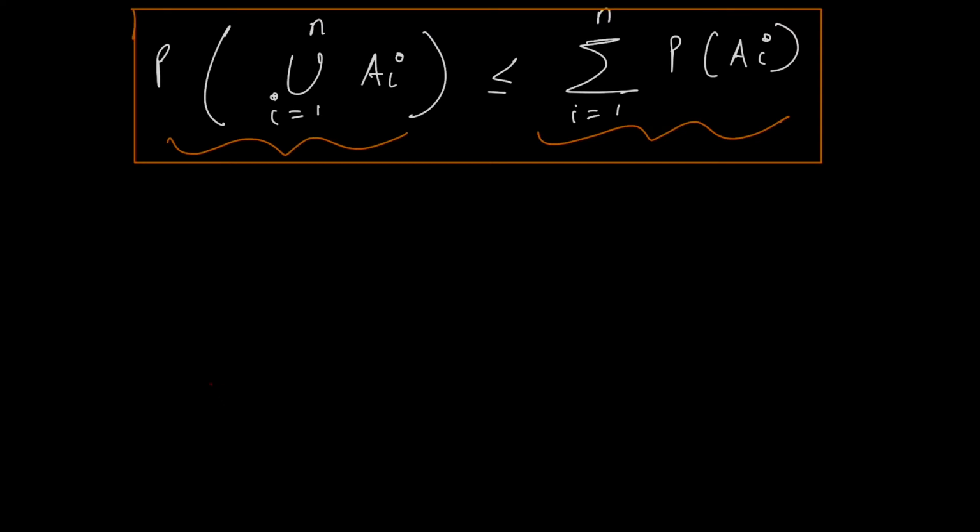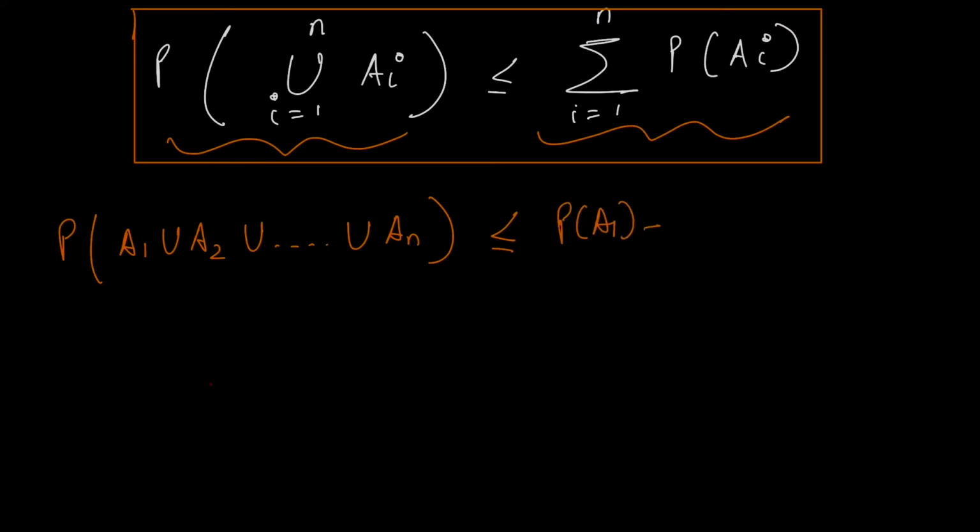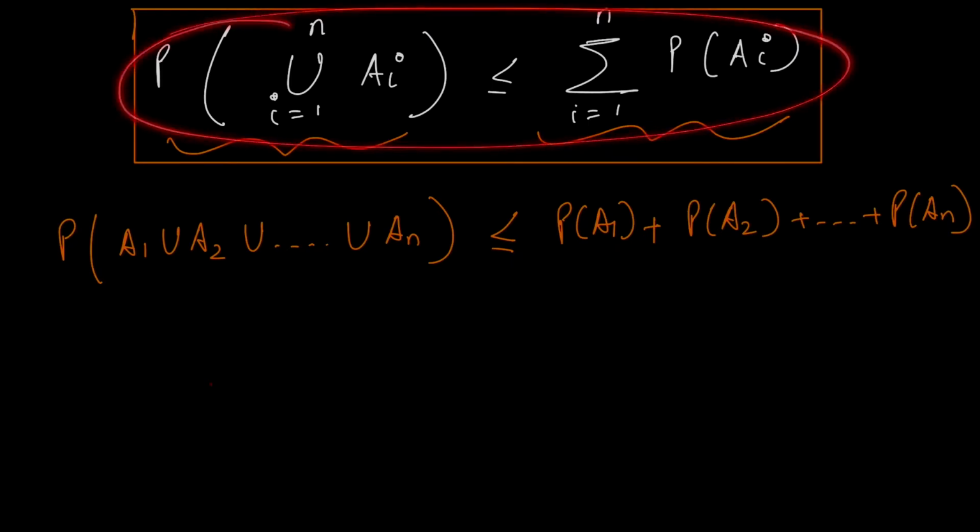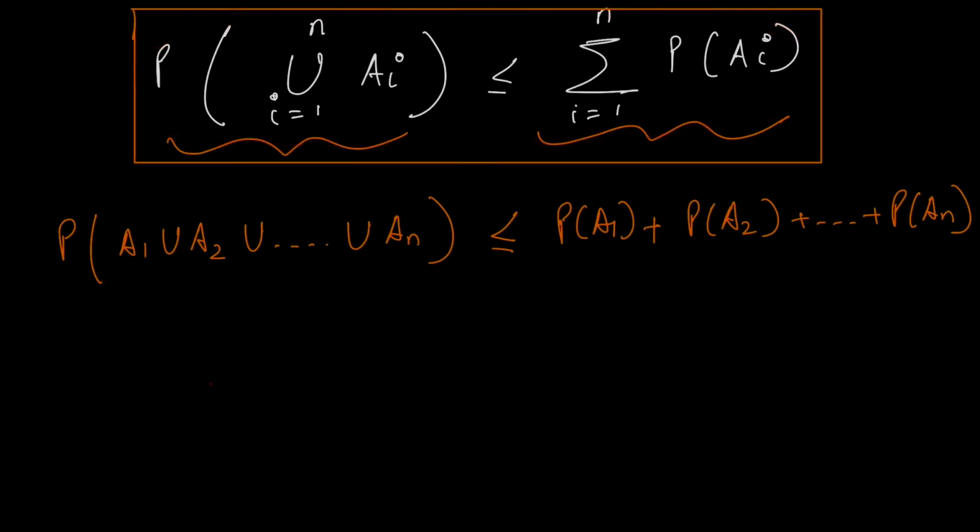So this essentially means that the probability of A1 union A2 union up till union AN is less than or equal to P of A1 plus P of A2, the summation, up to P of AN. This is just complex notation, but it simply means this thing. So let's begin the proof.